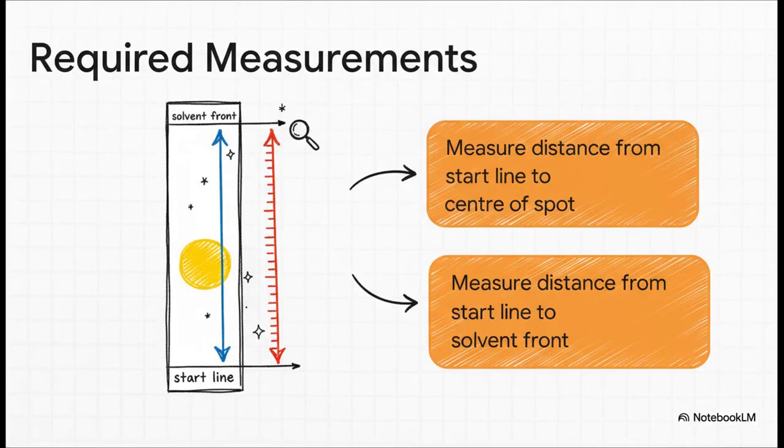So, once the experiment is dry, your plan still isn't finished. You have to state exactly what you're going to measure. The mark scheme is super precise here. You need to say that you'll measure from the start line to the center of the spot. That's your distance moved by substance. Then you measure from that same start line all the way to the solvent front you marked earlier, and that's your distance moved by solvent.